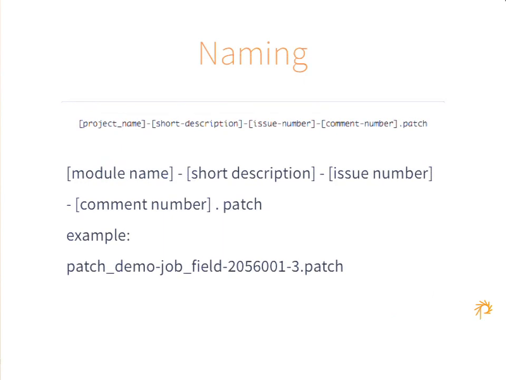the Drupal community has created a standard for naming files, naming patch files. This is the standard. Now, it looks a little complex. We'll walk through the steps of how you get all of this information. So the standard is module name dash short description of what your patch does dash issue queue number dash comment number dot patch. Okay? Module name and short description are fairly self-explanatory. Let me show you where to find the numbers.